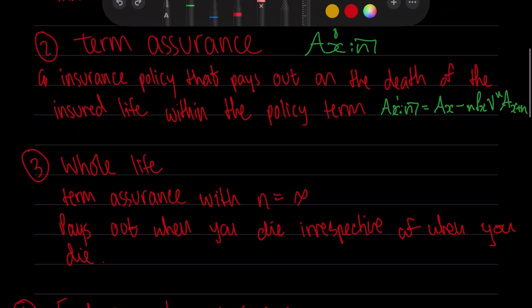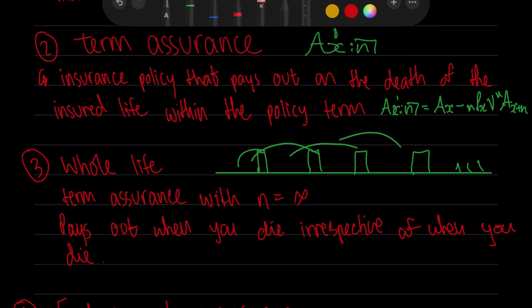Next, we're moving on to our whole life products. This is similar to the term assurance, same concept as the term assurance. However, this term is now infinity, so infinite. So whenever we die, we'll be paid out. There's no term. It pays out when you die, irrespective of when you die. Now imagine we've got a timeline, because n is infinite. Imagine calculating all of these, future valuing every single one all the way, and then calculating all their probabilities.